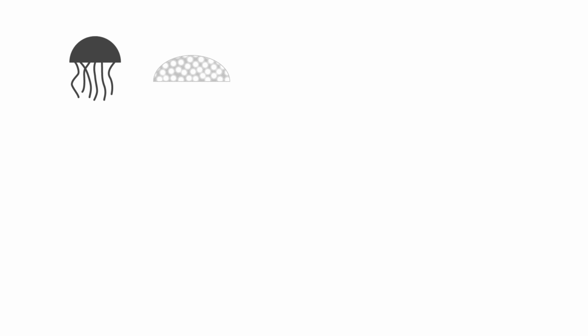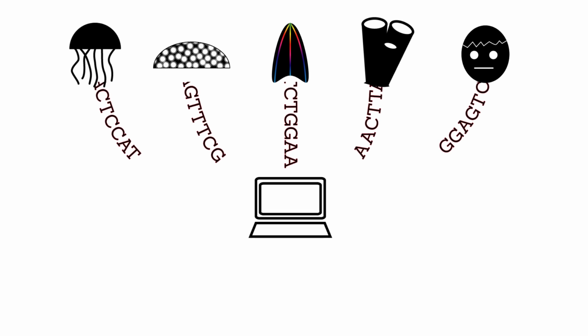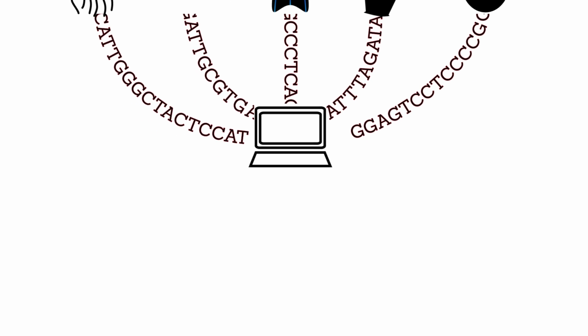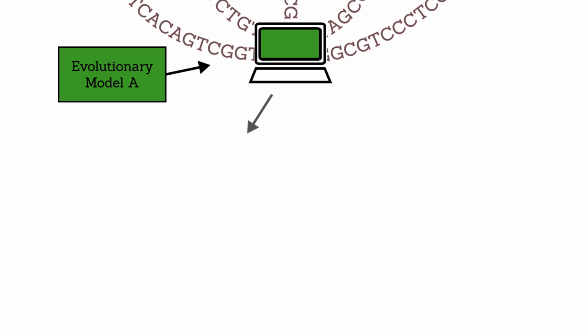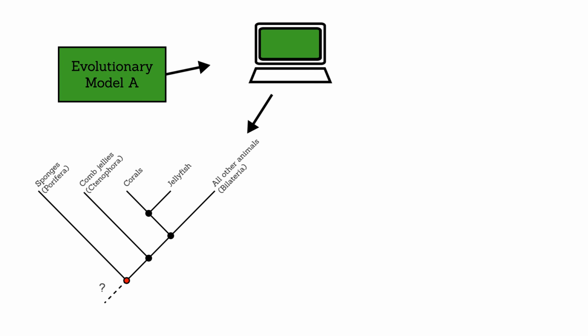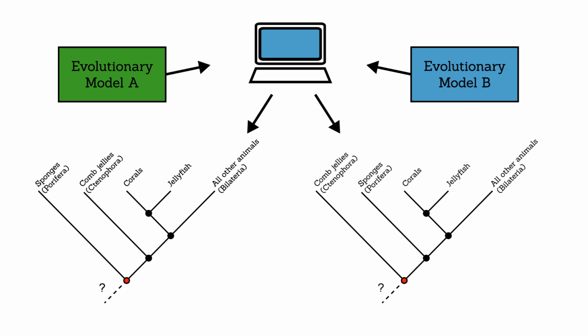To answer this question, phylogenomicists first have to read and compare the genomes of modern species. Then, to produce a phylogeny, they need to tell their computers the rules of evolution. These models of evolutionary change can be hugely complicated, and it is these that are ultimately responsible for the different results that previous studies have produced.